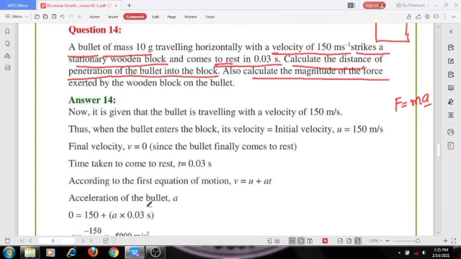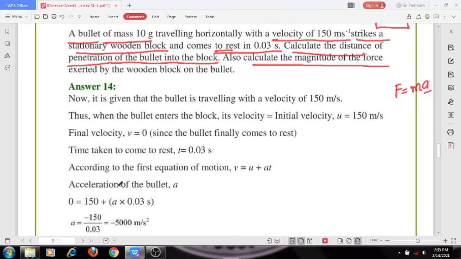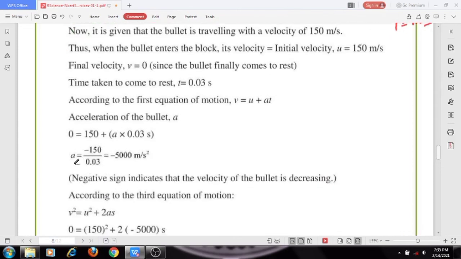Then the acceleration of the bullet a: v is 0, because the final velocity is 0, equal to what is u? It is 150 plus a, we don't know that a, into 0.03 second, that is the time. So on simplification, a equal to minus 150 divided by 0.03, which is equal to minus 5000 meter per second square. So this will be the acceleration. The negative sign indicates that the velocity of the bullet is decreasing.